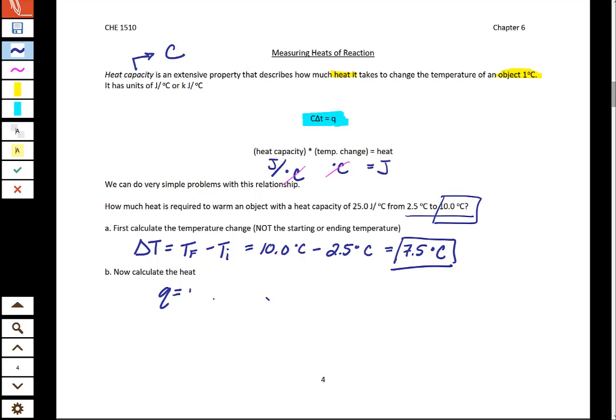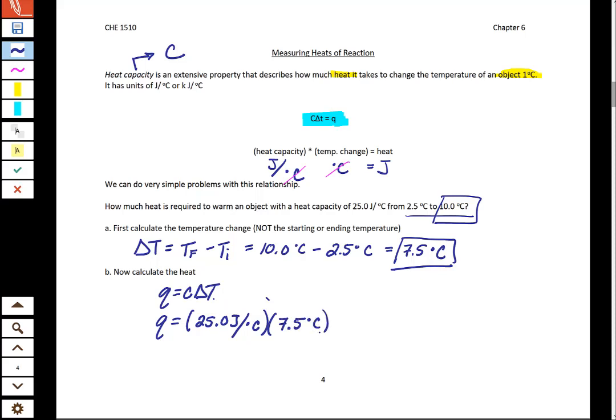So Q equals C delta T is our equation that we're going to use. When it says calculate the heat, it means we're searching for Q. We're given the C at 25 joules per degree Celsius, and then we just calculated the delta T up there.